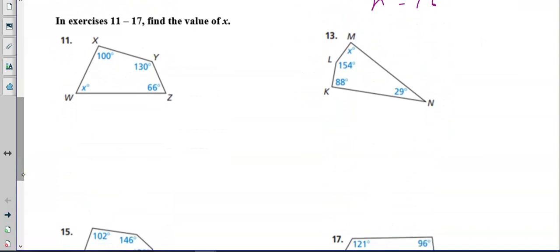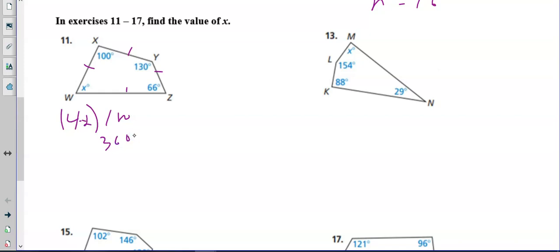Okay, find the value of x. So again, first off, we got 1, 2, 3, 4 sides. It's a quadrilateral. Now, hopefully you just know a quadrilateral has 360 degrees. Think of a square. But if you didn't, you do n minus 2, n being 4, times 180, and that'd be 360 degrees.